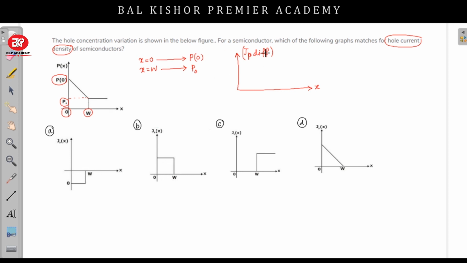Now we know that the J_p diffusion value is minus q D_p dp/dx, where dp/dx is the concentration gradient. Now q is constant, D_p is constant, and what varies with x is dp/dx. So what will be the value of dp/dx? Here, from 0 to W, my concentration is changing. So the diffusion concentration gradient will be n2 minus n1, here it is holes so p2 minus p1 divided by x2 minus x1. What is p2?